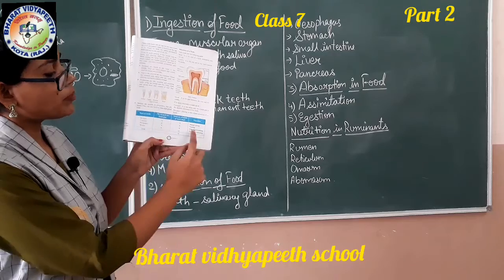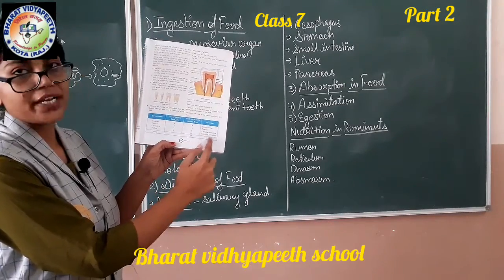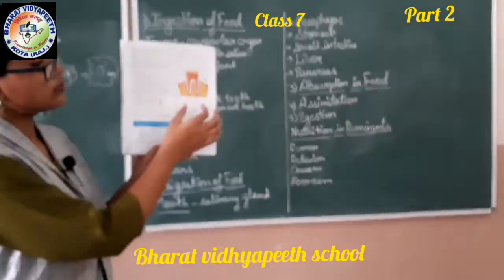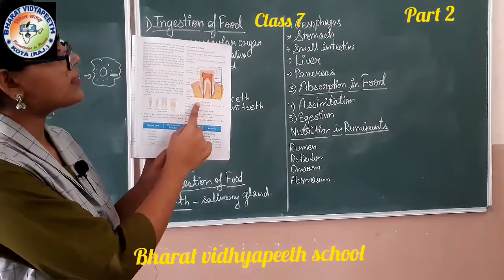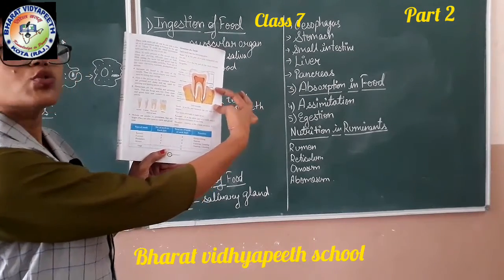Then premolars help in chewing and grinding, and last is the molar, which also helps in chewing and grinding. After this we are going to study the structure of the teeth. You are seeing the picture of the teeth. The lower part of the tooth, what is it known as?